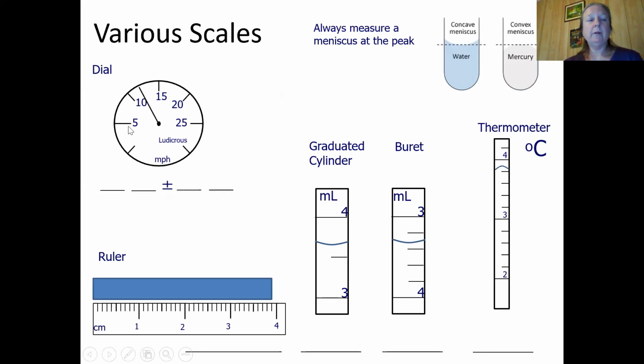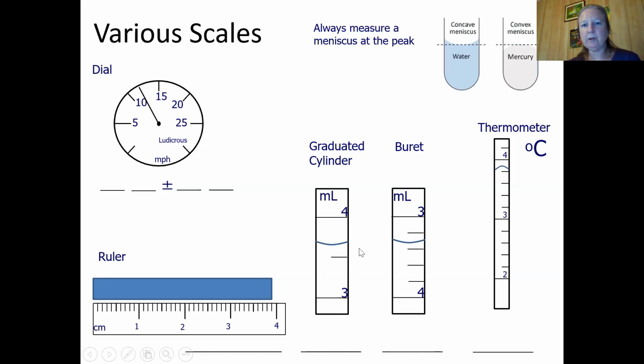Sorry, I went off in thought. So my uncertainty is 10% of the minor, which in this case is the same as the major, so it's 0.5 miles per hour. So my measurement has got to be 1 decimal place. So I would call that 11.8 plus or minus 0.5 miles per hour.